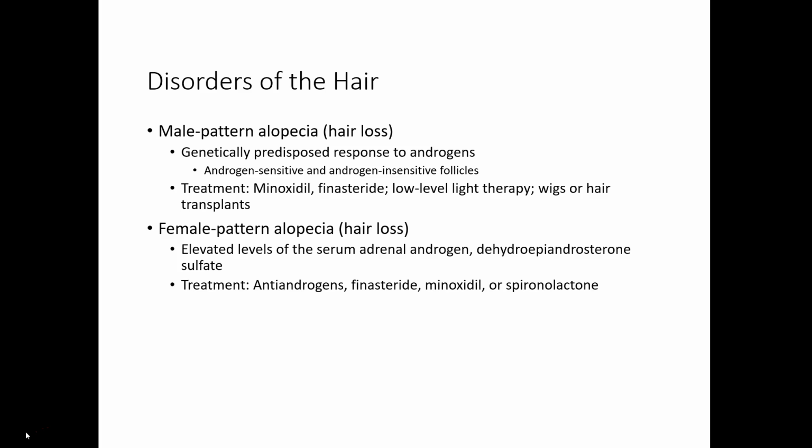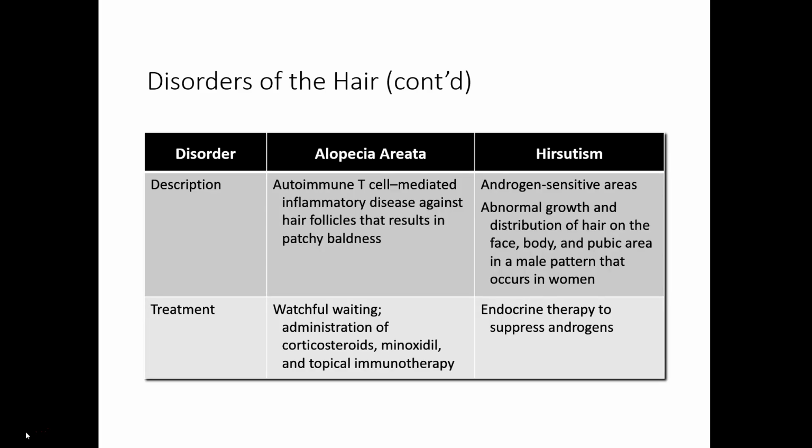And disorders of the hair, as we close out the last three slides. Male pattern alopecia, or hair loss, is a genetically predisposed response to androgens, with androgen-sensitive and androgen-insensitive follicles. Treatment: minoxidil, finasteride, low-level light therapy, wigs, or hair transplantation. There's also female pattern alopecia, which is elevated levels of serum adrenal androgen, as well as dihydroepiandrosterone sulfate. And treatment is anti-androgens, finasteride, minoxidil, and spironolactone.